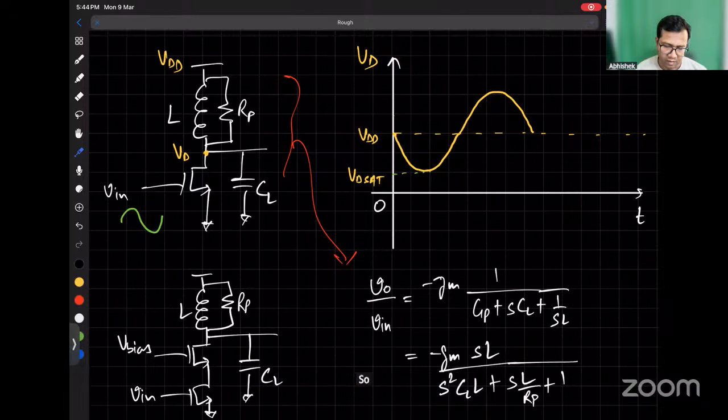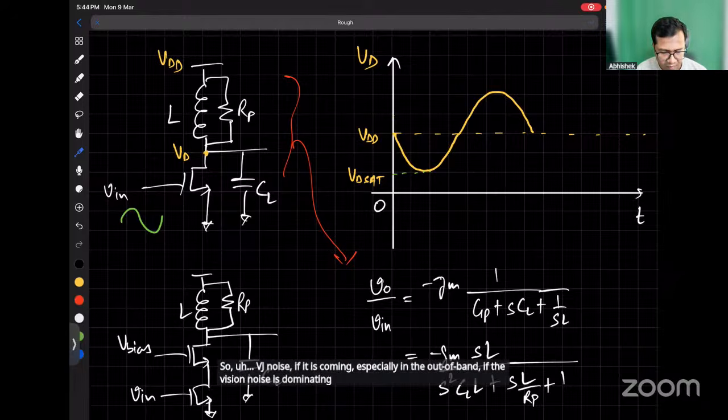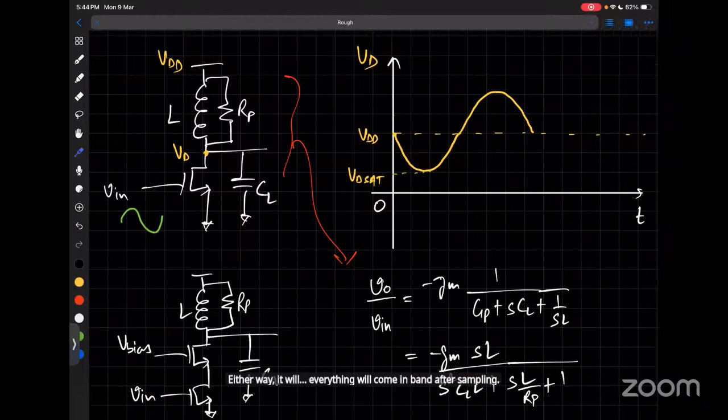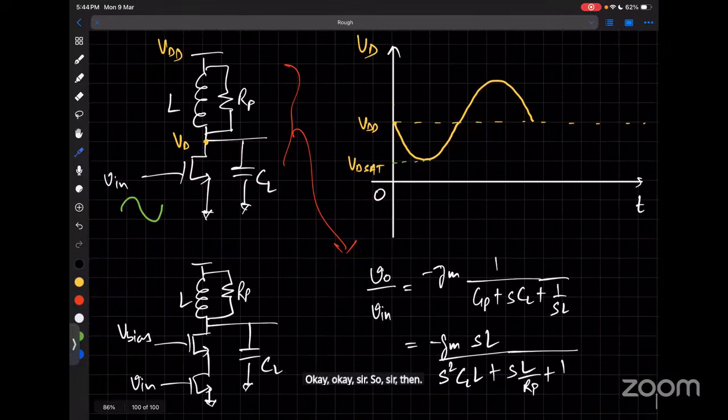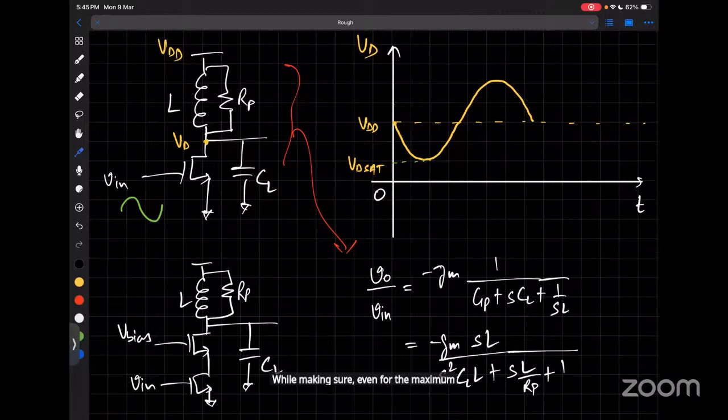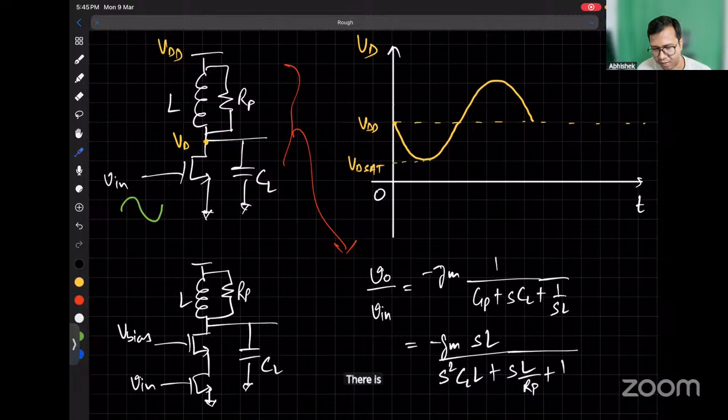So, if VGA noise is coming, especially out of band, and the VGA noise is dominating, you have to put a filter. Otherwise, everything will come in band after sampling. Okay, sir. So then the LNA gain should be more than the VGA gain. The LNA gain you should keep as high as possible, while making sure that even for the maximum input signal there is no clipping anywhere. So the LNA gain you will try to keep as high as possible.